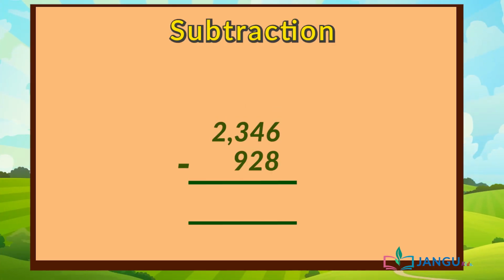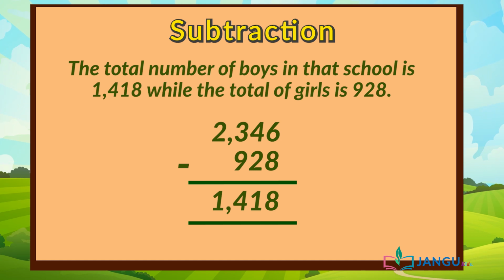Therefore, we will say 2,346 minus 928. This equals 1,418. So, the total number of boys in that school is 1,418, while the total number of girls is 928.